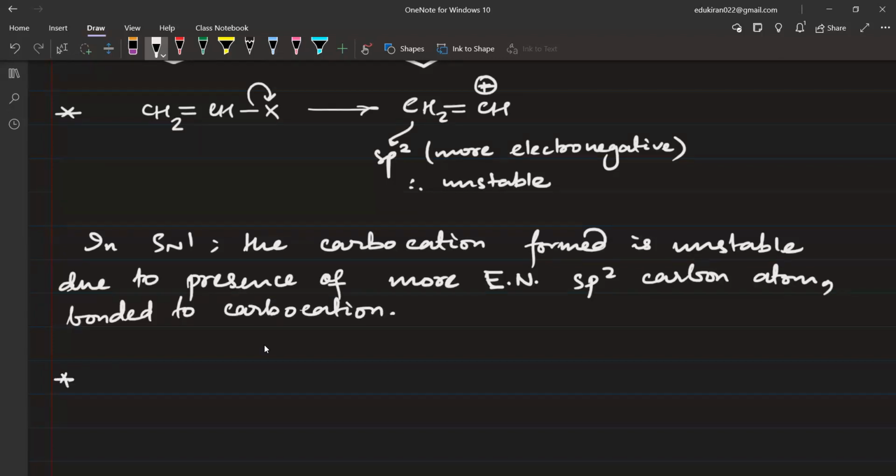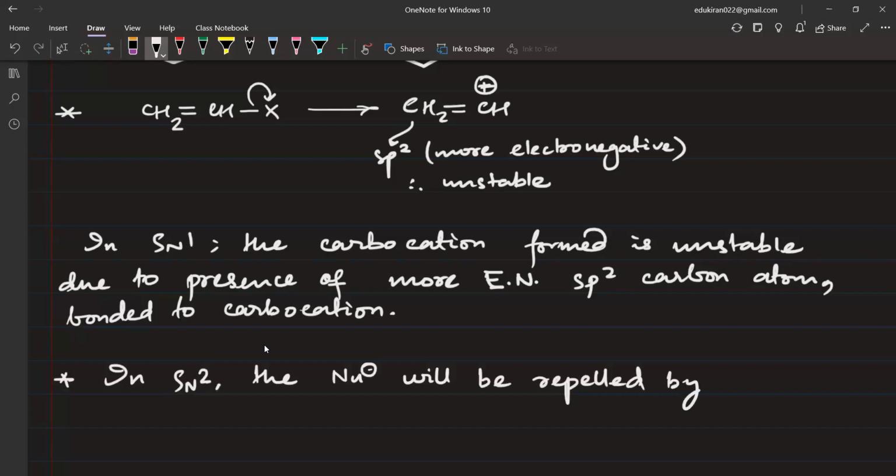Now in SN2, sorry, SN1 में तो ये हुआ, SN2 में क्या हो सकता है? Please write. In SN2, the nucleophile will be repelled by electron-rich pi bond. Therefore, nucleophile will not attack.